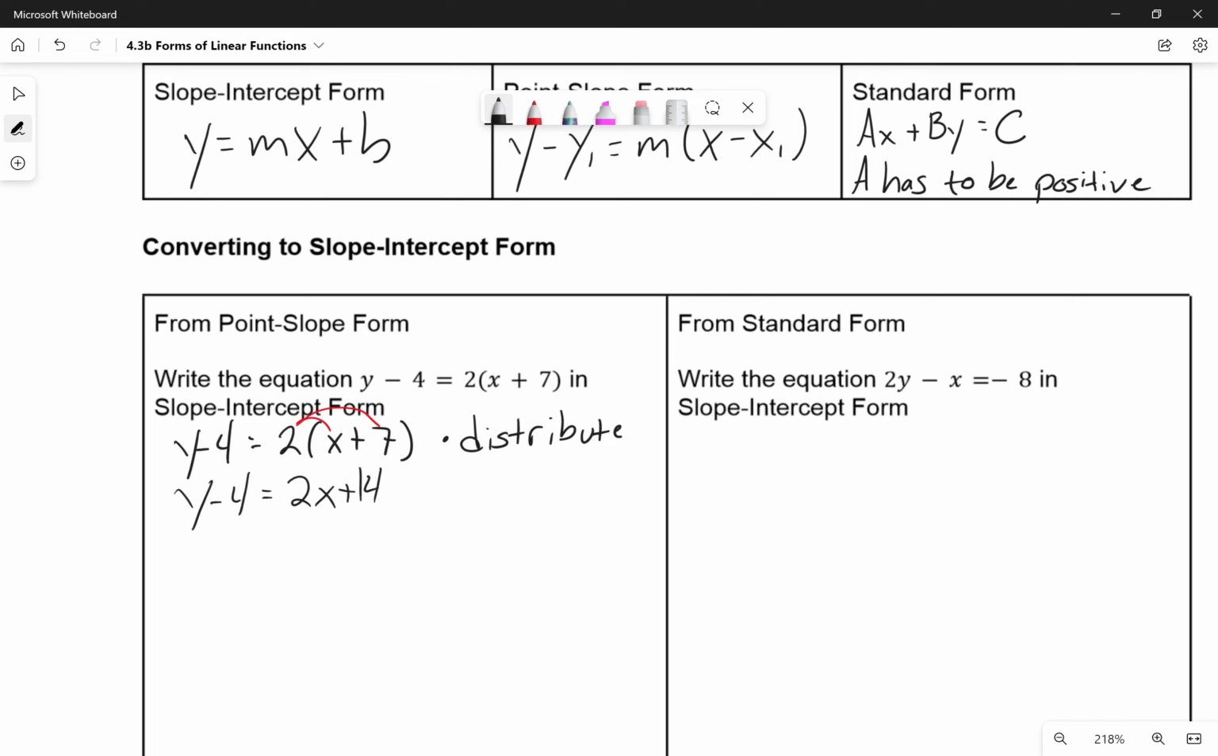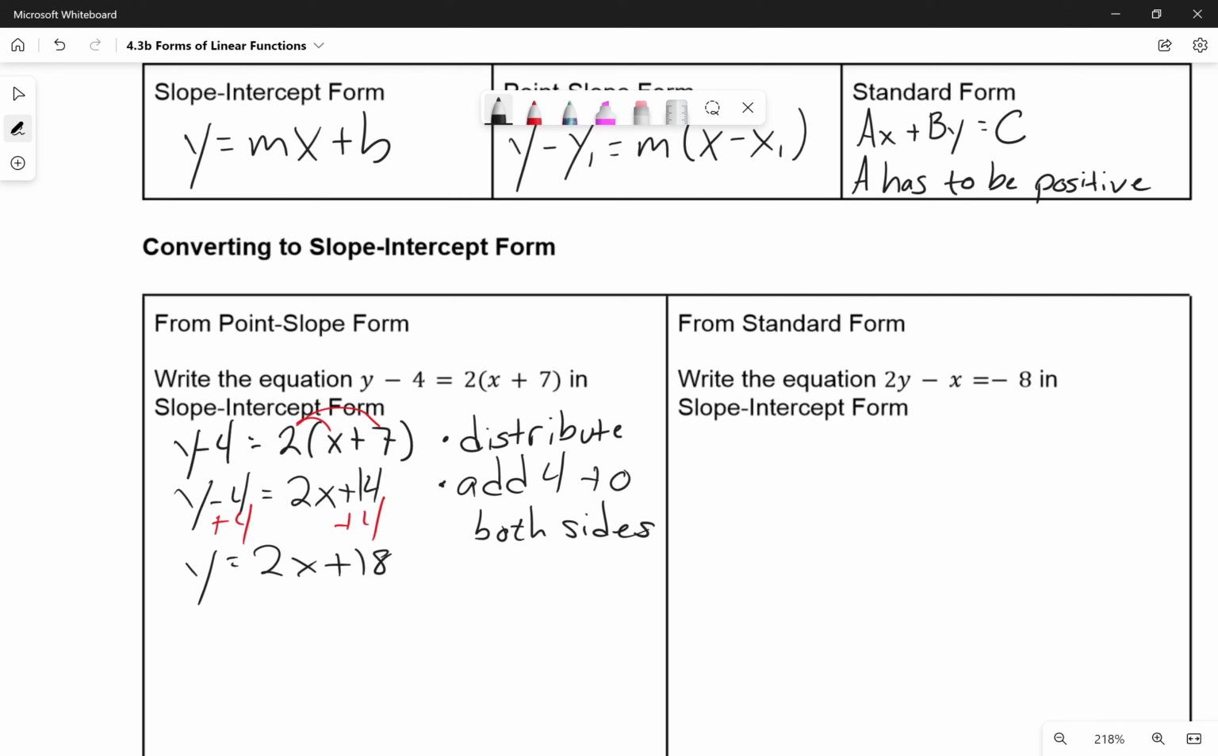This is the point when you can see that when we're converting the point slope form, that we're actually solving for y, and it makes more sense. Our final step in the process is to add 4 to both sides. Because our goal is to zero out the negative 4 on the left side. So we're going to add 4, and we are left with y equals 2x plus 18. And that is how we went from point slope form to slope intercept form.